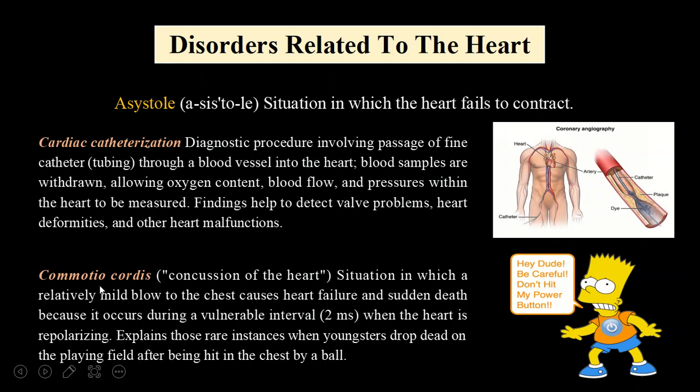We have the commotio cordis, concussion of the heart. It is a situation in which a relatively mild blow to the chest causes heart failure and sudden death because it occurs during a vulnerable interval when the heart is repolarizing. So when the heart is repolarizing and there is a mild blow to the chest, it will cause heart failure or sudden death. This explains why there are rare instances when youngsters drop dead on the playing field after being hit in the chest by a ball.